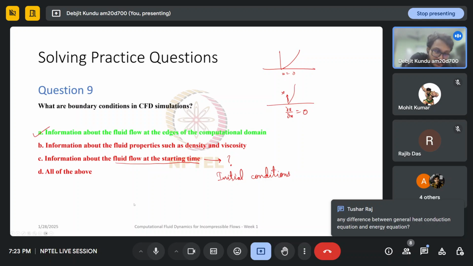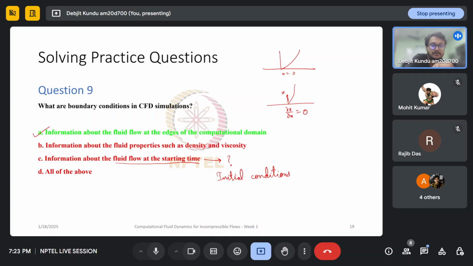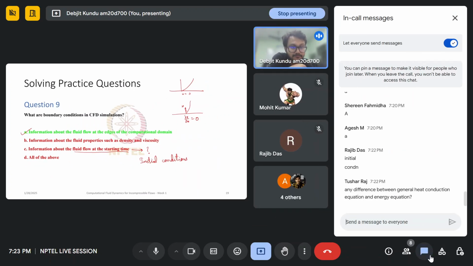Okay, I have a question. Any difference between general heat conduction equation and energy equation? I'm not sure what's the difference between the two. Yeah, general heat conduction equation.